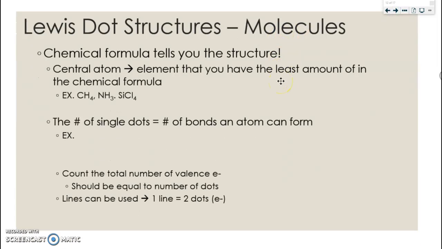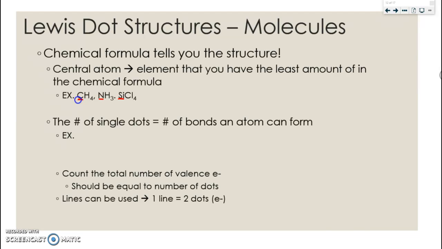Let's talk about how those dot structures for molecules were drawn. The chemical formula is going to assist you with the structure. The central atom is going to be the element that you have the least amount of in the chemical formula. So in these examples, we have 1 carbon and 4 H's, so C would be the central element. In NH3, we have 1 N and 3 H's, so N would go in the center. And in SiCl4, we have 1 Si and 4 Cl's, so Si would go in the center.